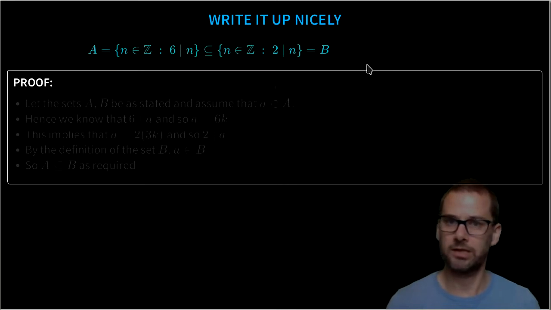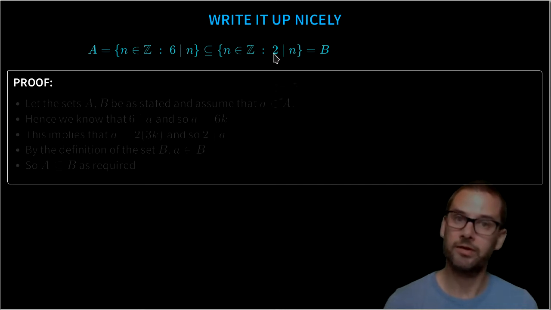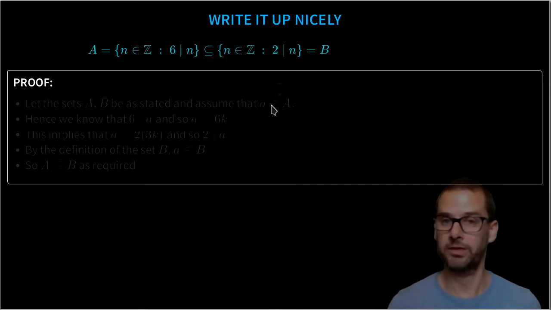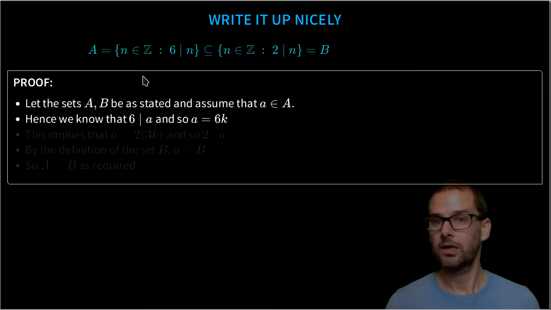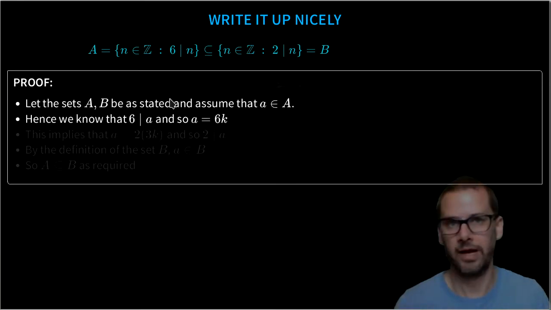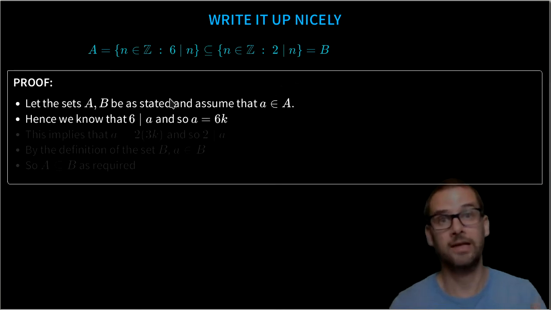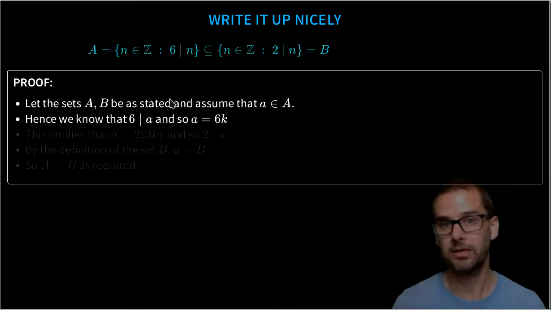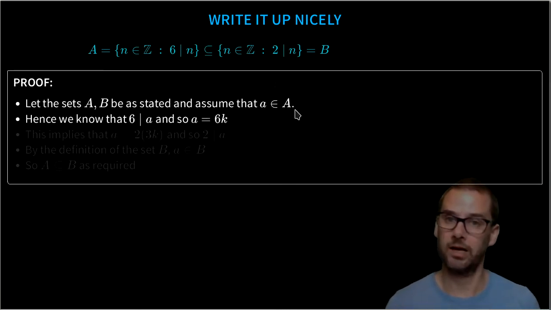So let's write it up nicely. Here is our statement: A, which is the integers divisible by 6, is a subset of B, the integers divisible by 2. Proof. Let A and B be as stated. And this is a bit of a shortcut. Rather than writing out the definitions for A and B again, we can just say, take A and B as they're defined in the statement, and assume that a is in A.